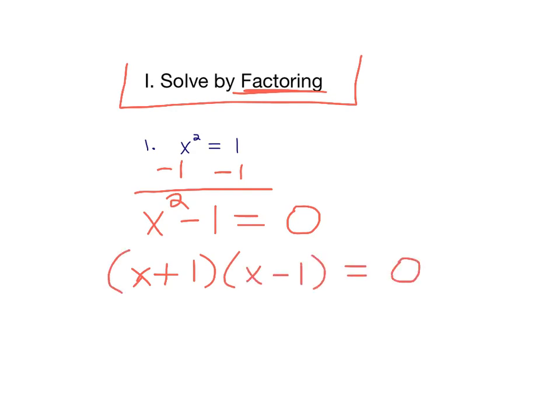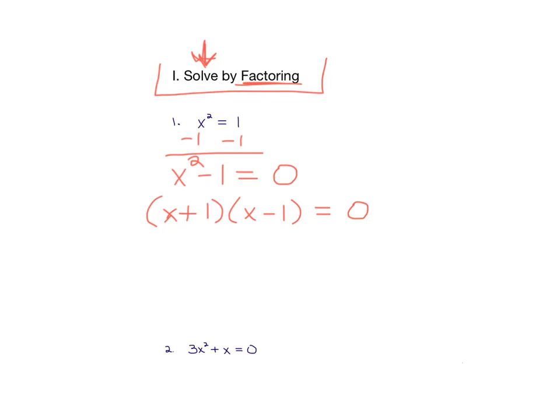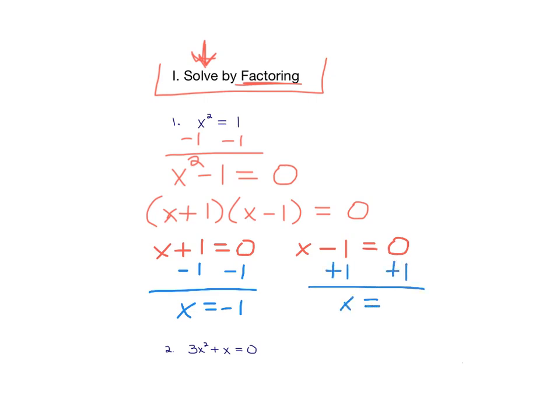Now, if the instruction said to factor, you would be done. You would stop here. However, the instructions say to solve. So what I need to do now is apply the zero product property, and set x plus 1 equals 0 and x minus 1 equals 0. And now I have to solve the simple addition and subtraction equations. So I will subtract 1, x equals negative 1, add 1, x equals 1. And these are my two solutions to that quadratic equation.